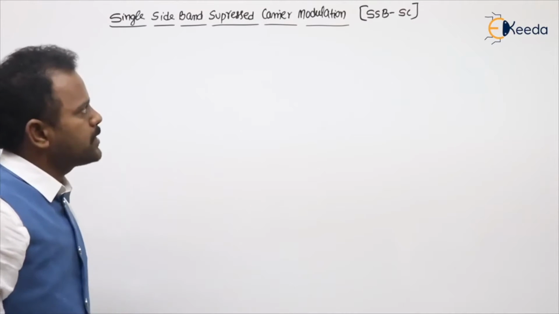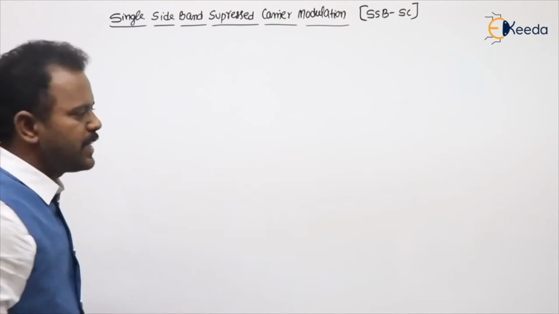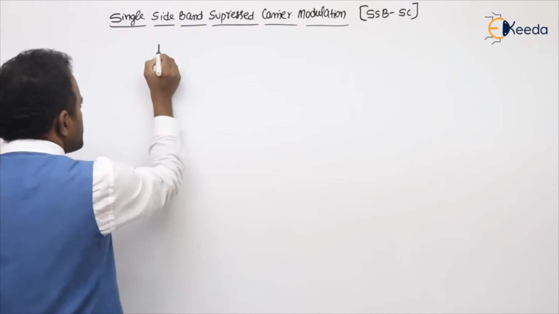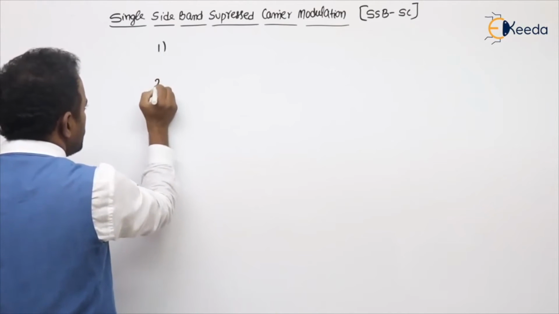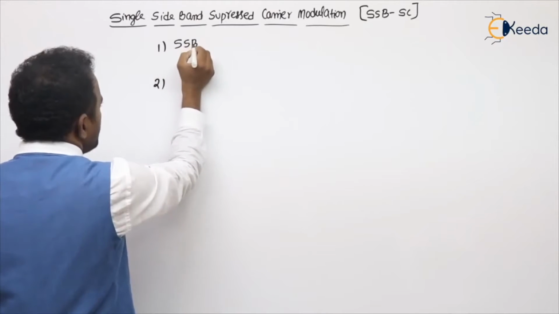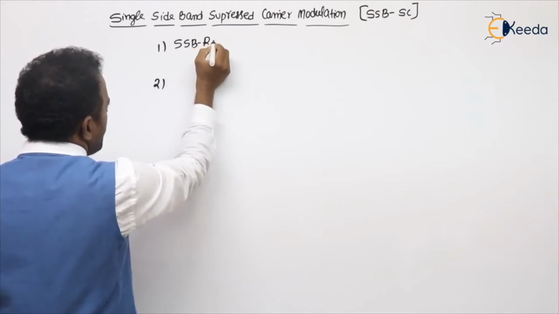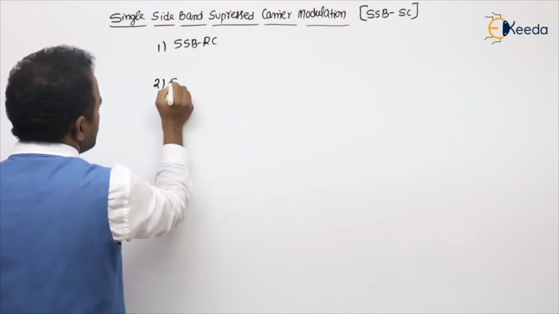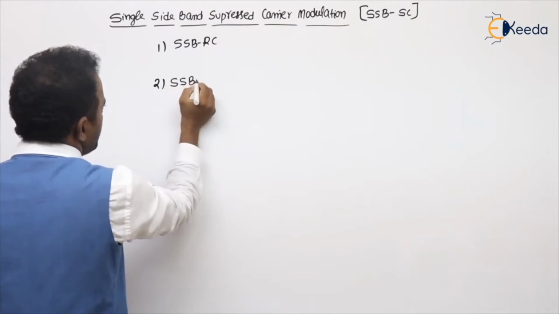Single sideband suppressed carrier modulation, SSB-SC. In SSB-SC we are having two types. One is SSB-RC, another one is SSB-SC.